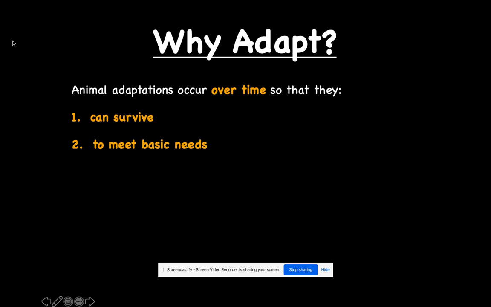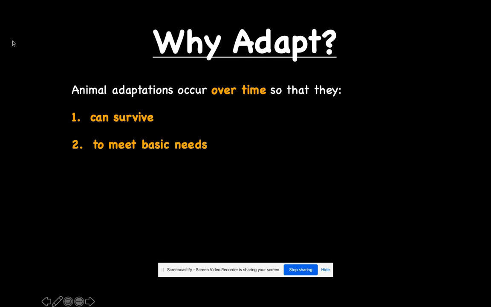Think about you adapt when it's cold outside. What do you do to survive, or what do you do to adapt? Adapt would be a wonderful synonym for survive. You might put on a warm coat, gloves. So you're naturally doing that so that you can survive in that environment. So animals adapt to their environment, which means they do things to help them survive. Same with plants.